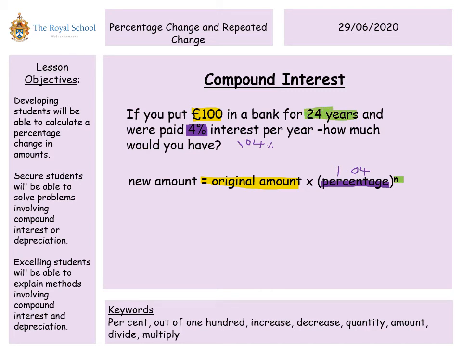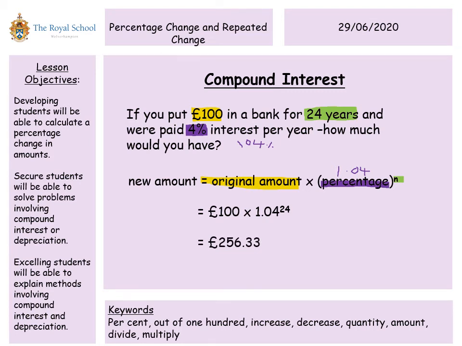We should be aware that powers increase very, very quickly, so this might have a big change on our amount here with 24 years. So our final calculation, 100 times by 1.04 to the power of 24. Final answer to this, then it should be £256.33.